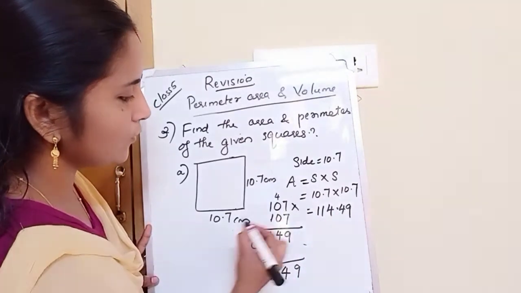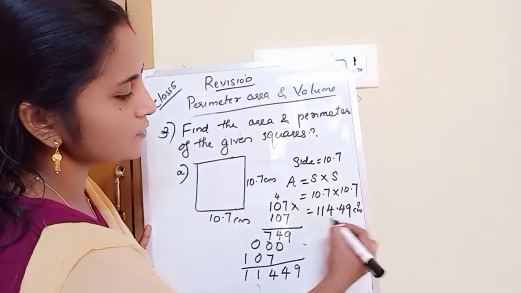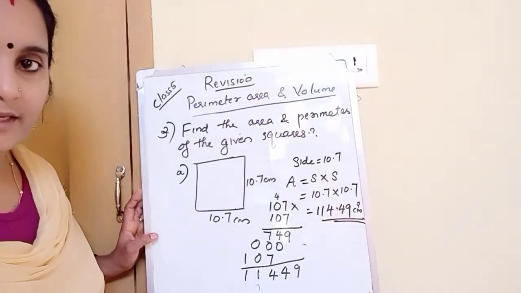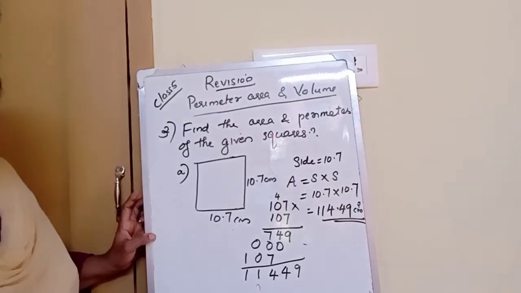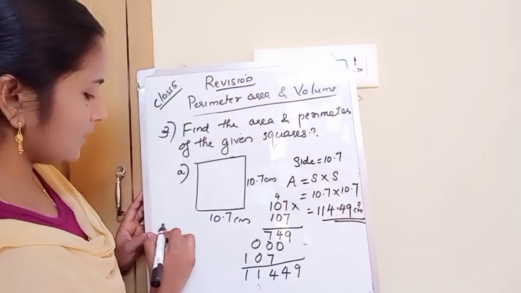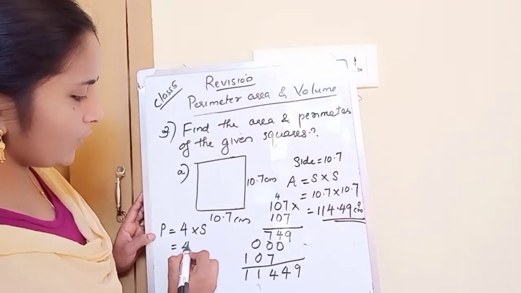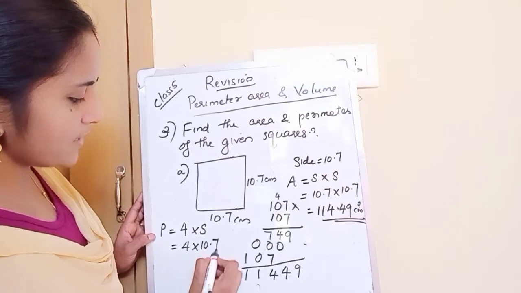114.49, and the unit is centimeter square, because the measures are given in centimeters. So this is the area. Then can you say what is the perimeter? Perimeter is equal to 4 into side, that is 4 into 10.7.